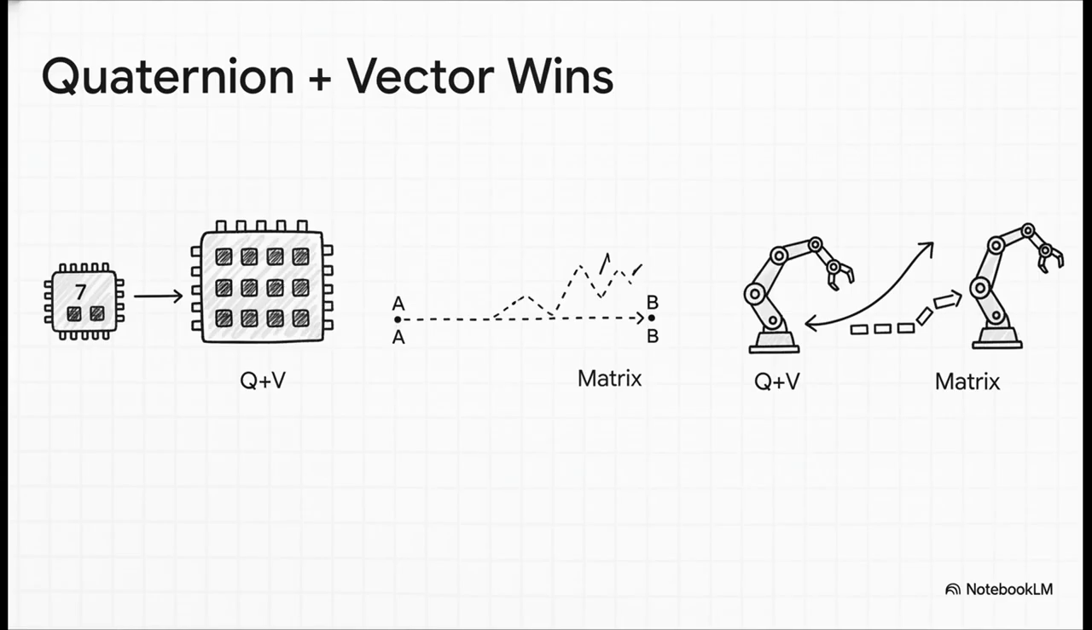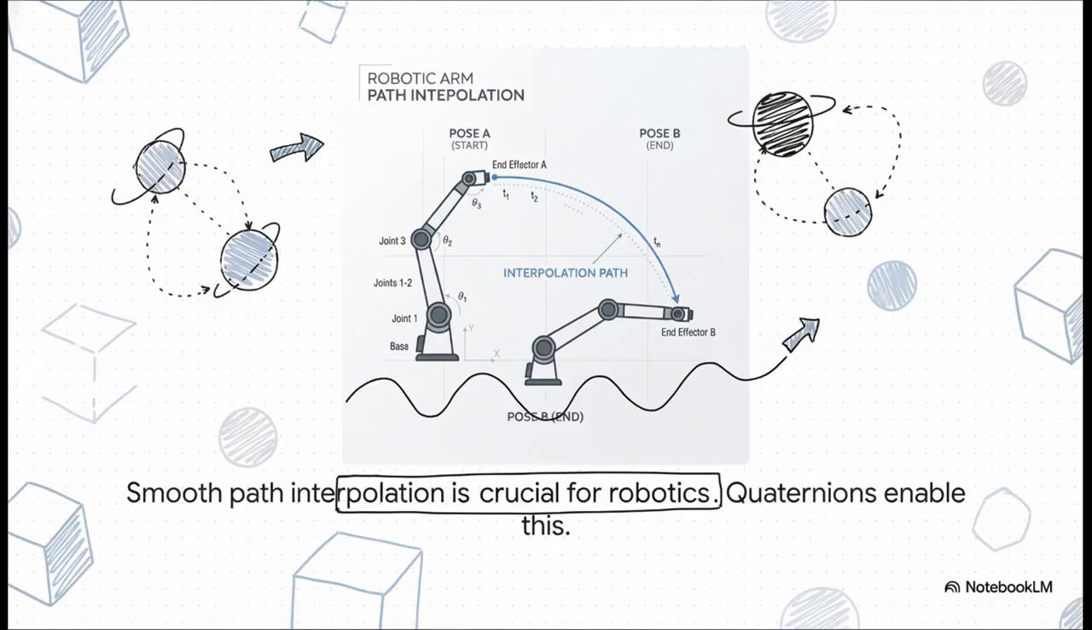Second, they're a bit more robust. They're less likely to suffer from tiny little rounding errors that can build up and make a matrix, well, drift over time. And third, and this is a big one, it comes down to a really important idea for making robots move smoothly, interpolation. So what the heck is interpolation?